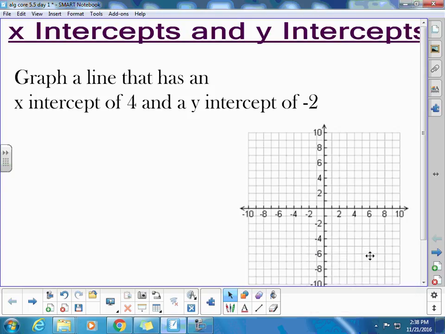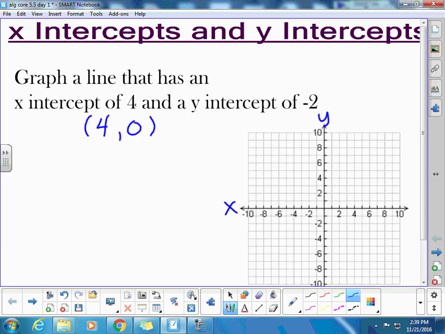5.5, day 1. X and Y intercepts. This does graph a line that has an x-intercept of 4 and a y-intercept of -2. And remember, x-intercept of 4, that is where it crosses the x-axis. And where it crosses the x-axis, anywhere on the x, y is going to be 0. So we're going to have 0 up, 4 over, and y-intercept is the opposite way.